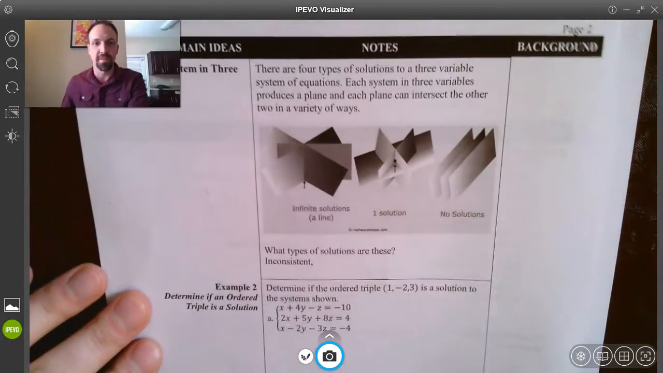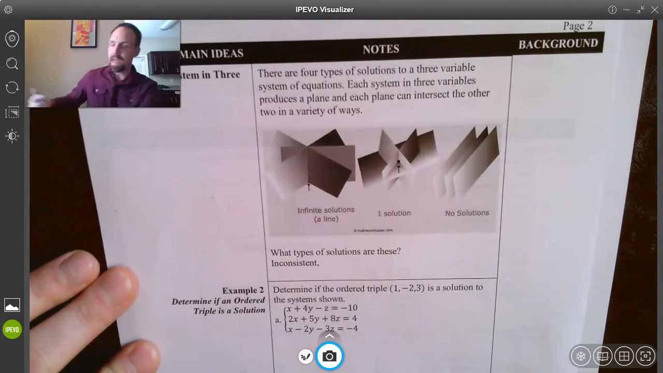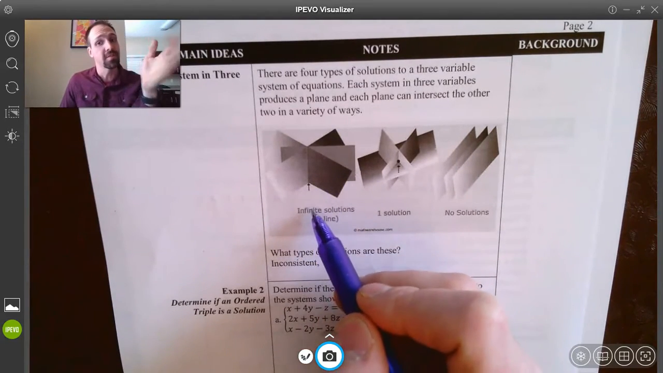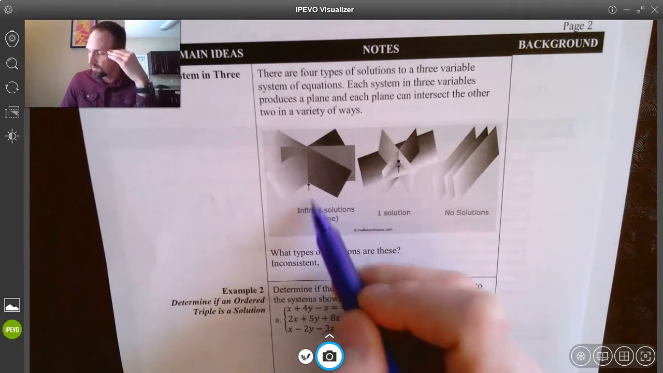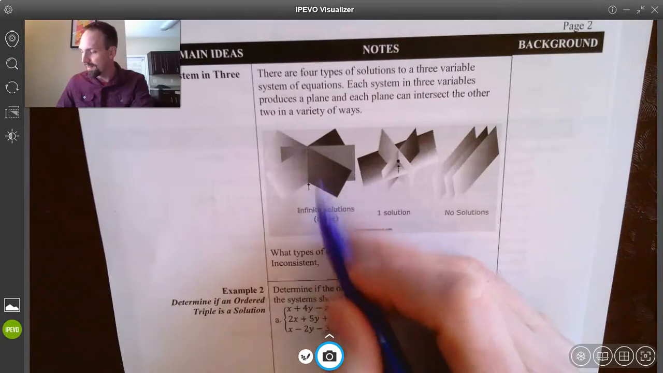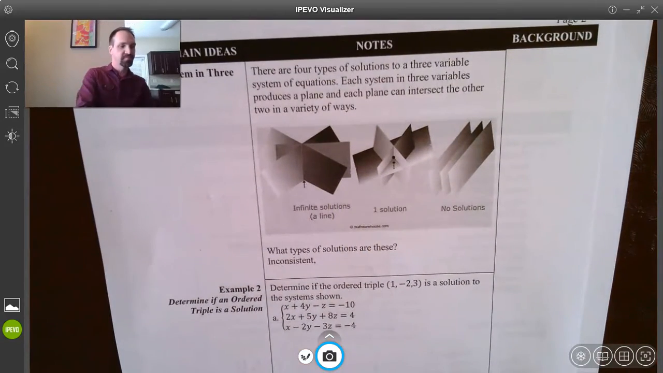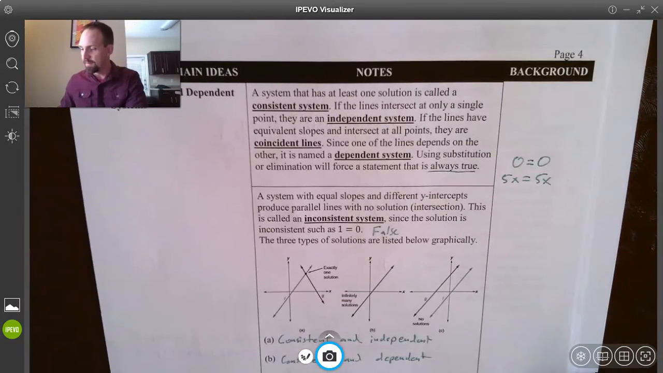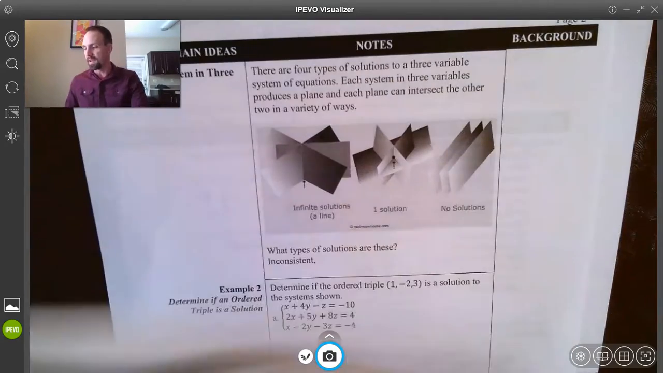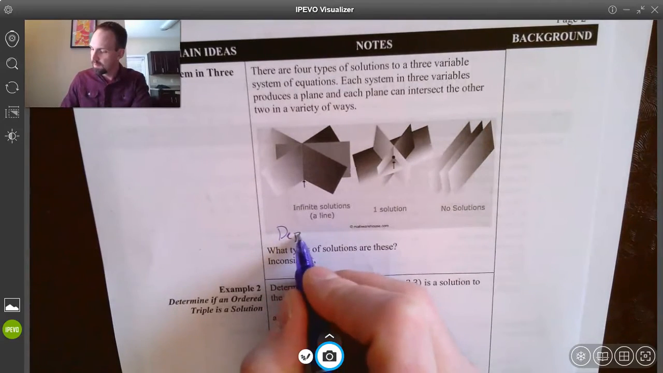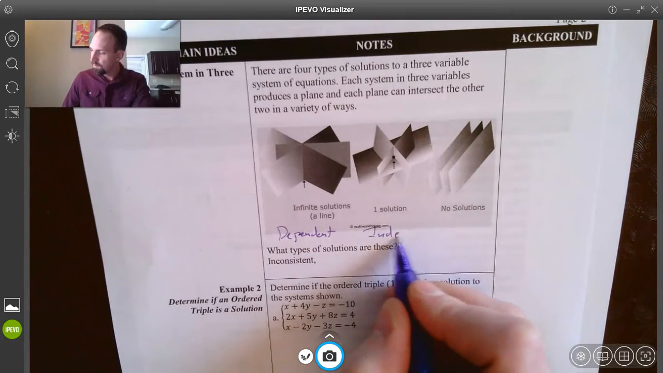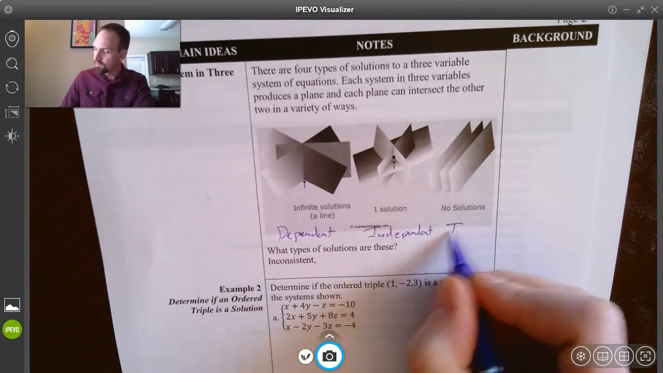So here's a visual representation. Here we have planes that are intersecting, and they could intersect to form infinite solutions to make a line. So this is an example where they form infinite solutions because it creates a line. So where it's infinite solutions, going back to our previous section, where we talked about consistent, independent, inconsistent, and dependent systems, this one would be dependent. One solution is independent, and no solutions is inconsistent.